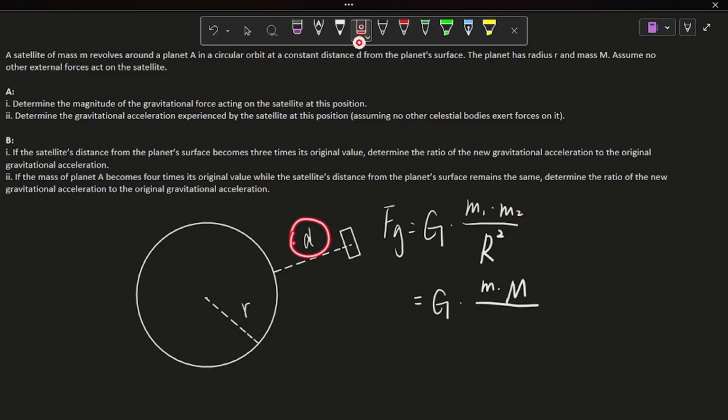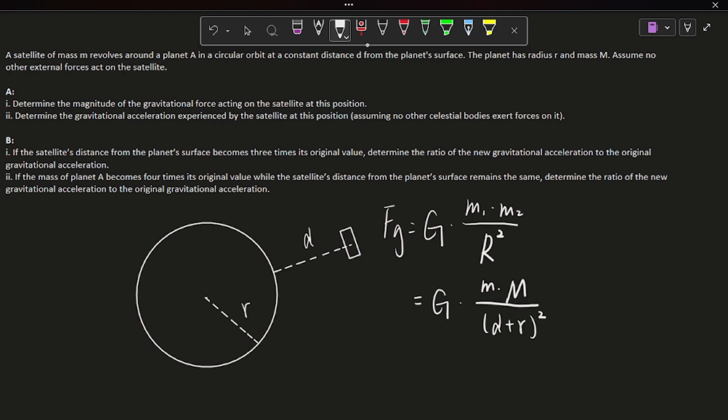Don't be tricked by d. d is the distance between the center of mass of the satellite and the surface of the planet, which is not the distance between their centers of mass. The actual distance is supposed to be this part. So the distance we can just write as d plus r, squared. So easily, this is the answer for part 1.